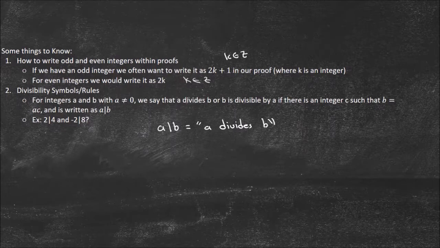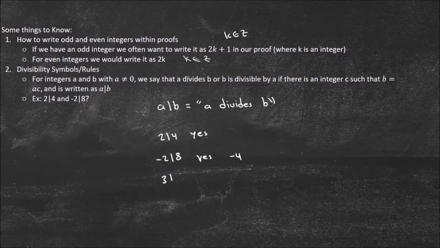So let's look at an example. Does 2 divide 4? Yes, it does, right? Because 4 divided by 2 is 2. Does negative 2 divide 8? Yes, it does, and the answer would be negative 4. So I can do 8 divided by negative 2. An example of when it wouldn't work would be, does 3 divide 4? No, it doesn't. It equals a decimal. So it only works if there's an integer c such that b equals ac. And in this case, it would not be an integer. It'd be a fraction.